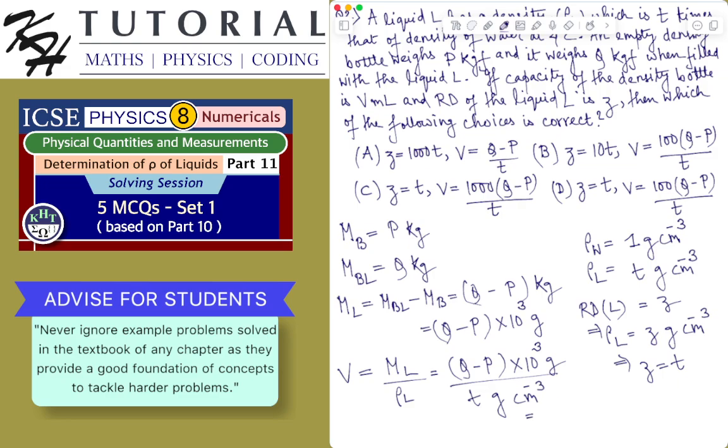So this becomes Q minus P into 10 to the power 3 divided by T centimeter cube, which is also equal to ml. 1 centimeter cube is equal to 1 ml. So V is Q minus P whole multiplied by 10 to the power 3 by T, which is 1000 Q minus P divided by T ml. So between the choices C and D, we can clearly see that the correct choice is C.